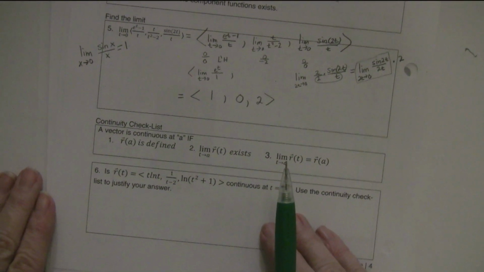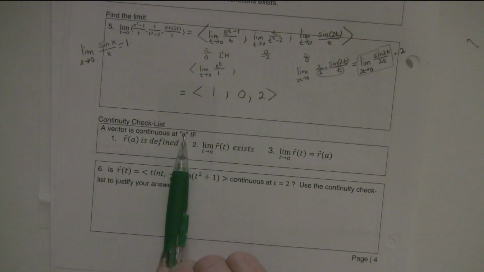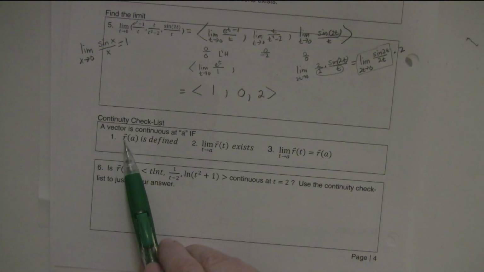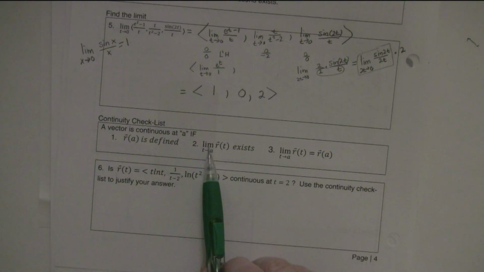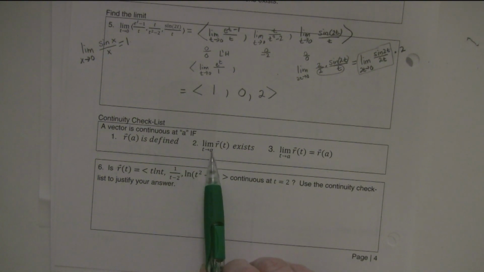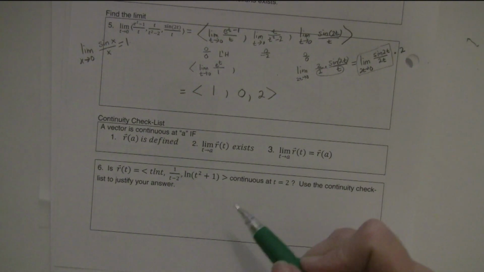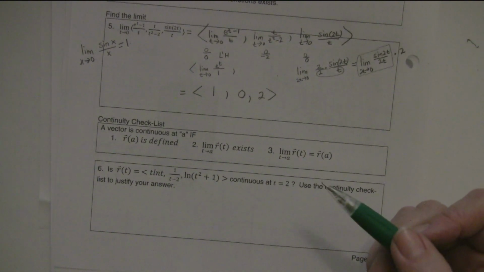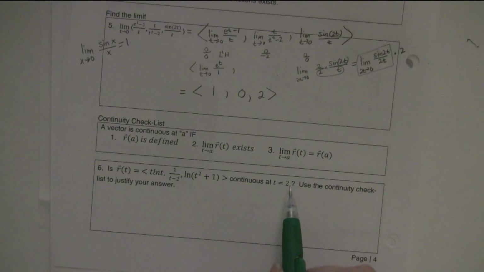Then a vector is continuous at A if, and this is the continuity checklist, if the vector evaluated at A is defined, if the limit as t goes to A of the vector exists, and if they are equal to one another. So there are three things to check. Here they're asking us, is this continuous at t equals 2?